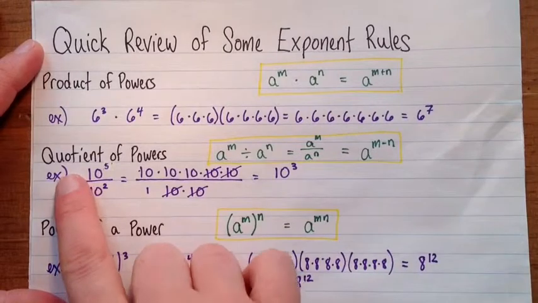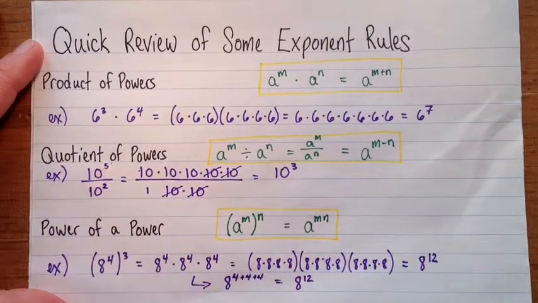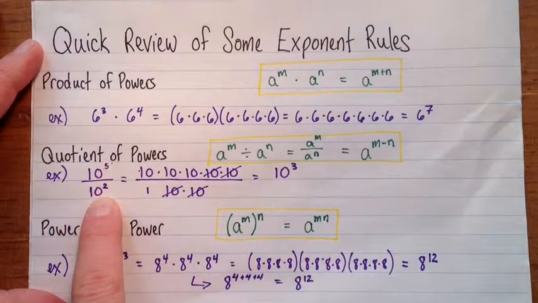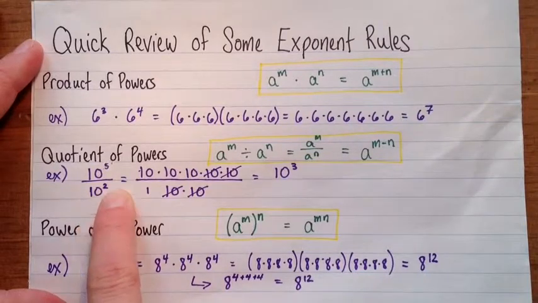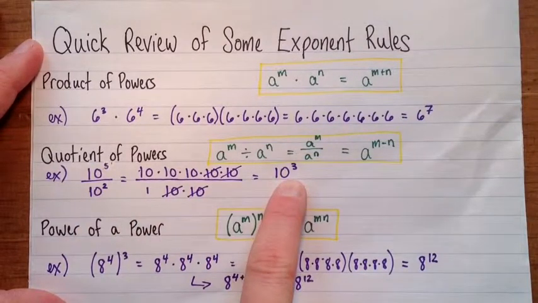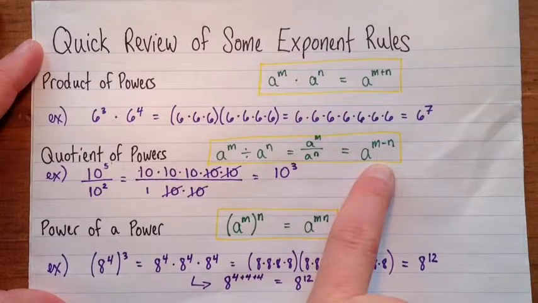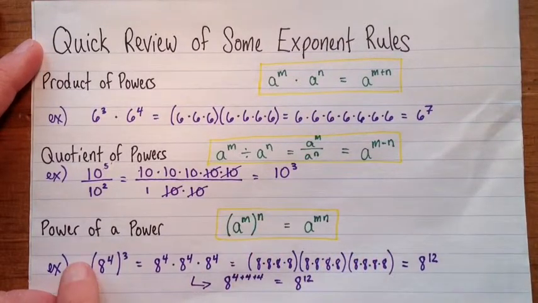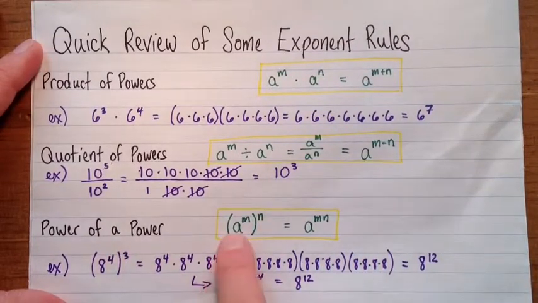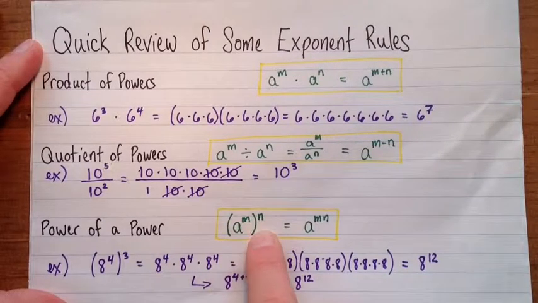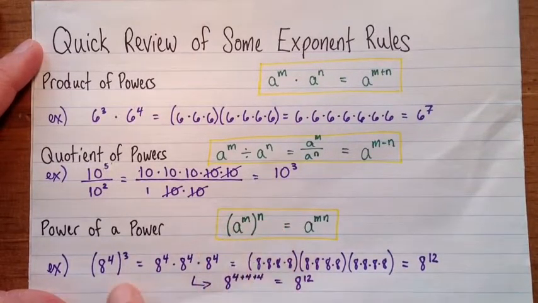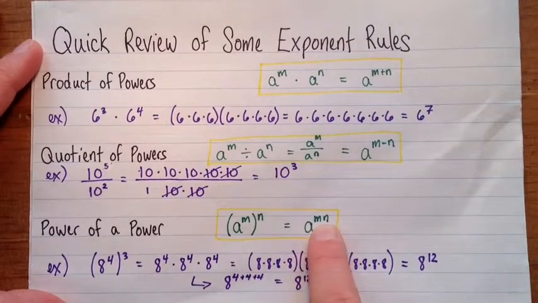The second rule I reviewed was the quotient of powers rule, where we saw if we're dividing 2 powers that have the same base, it turns out that we can just subtract the exponents. And then a power of a power means that if you have a power, so a base to an exponent, and then all of that is raised to another exponent, it turns out, like in this example, that we can just multiply the exponents together.